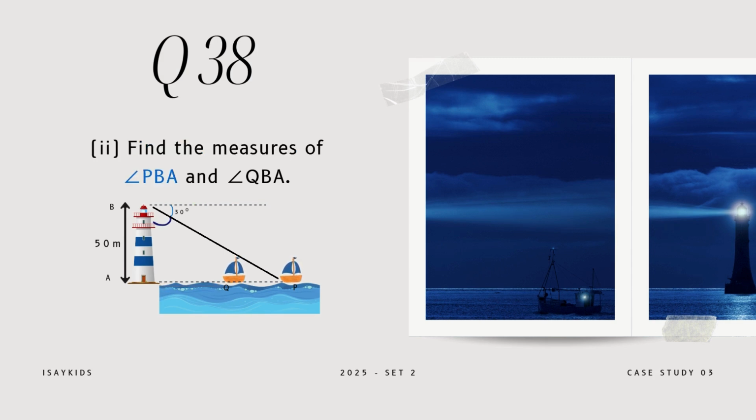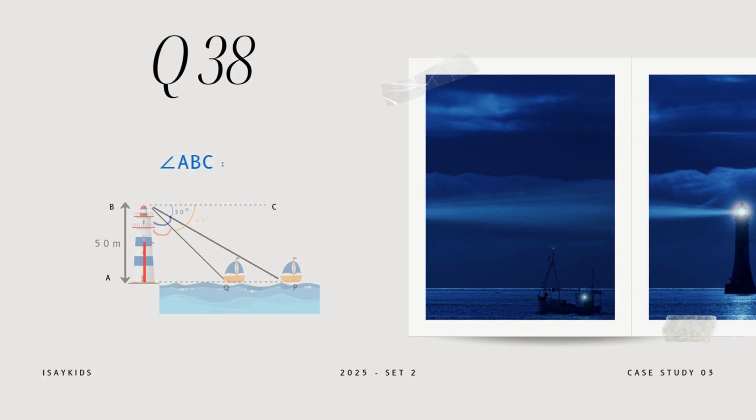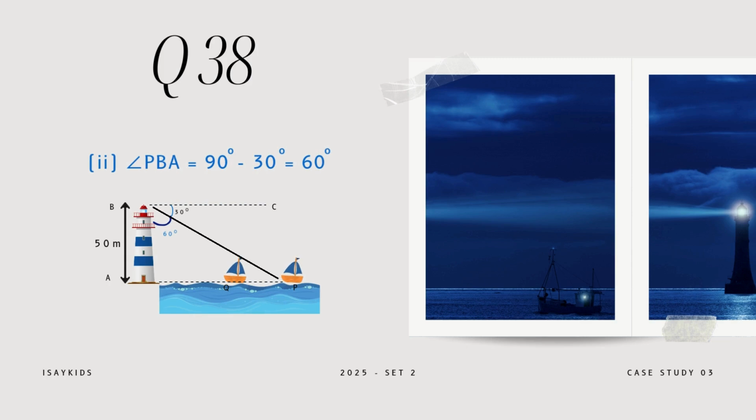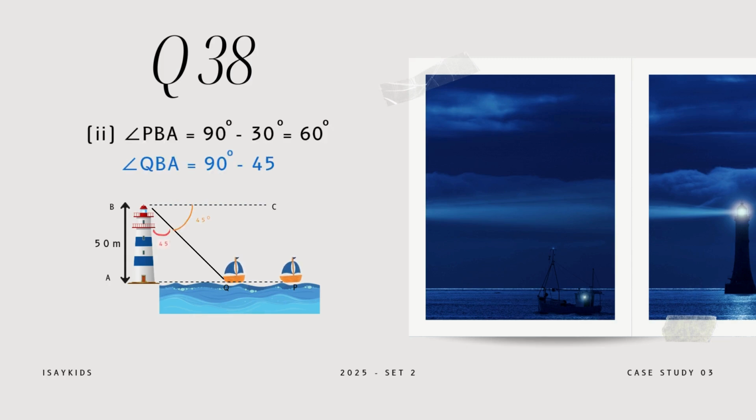This is angle PBA and this is angle QBA. Angle ABC is 90 degrees. So angle PBA would be 90 minus 30, that is 60 degrees. Similarly, angle QBA would be equal to 90 minus 45, that is 45 degrees.